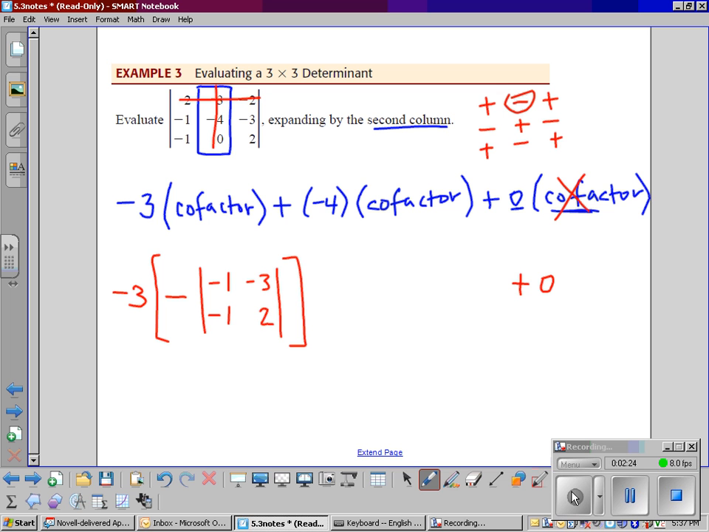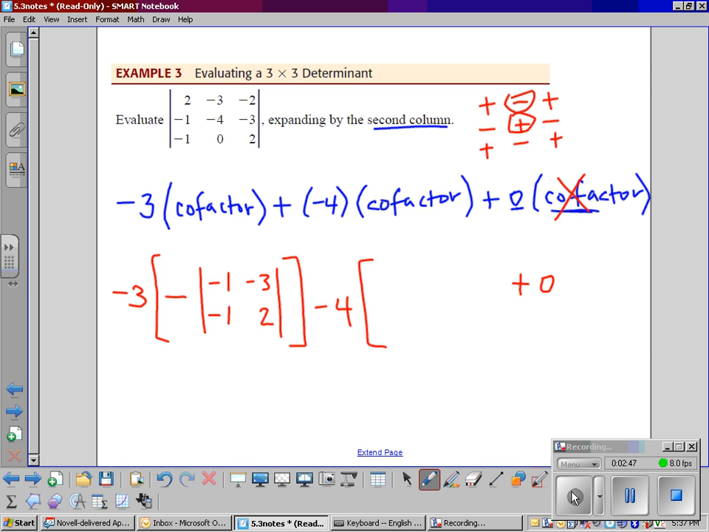Now I want to go to the next element and multiply it by its cofactor. So plus -4 means -4. I'm going to simplify that a little bit. And then I want the cofactor for that element, -4. I need a sign, so I go to my sign chart and look at that position in row 2, column 2. It's right here. It's a plus.